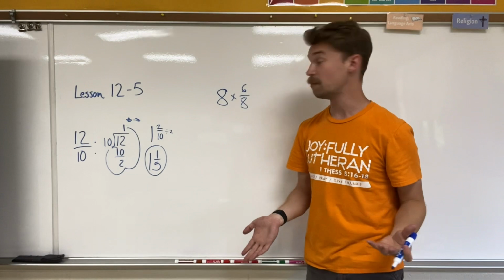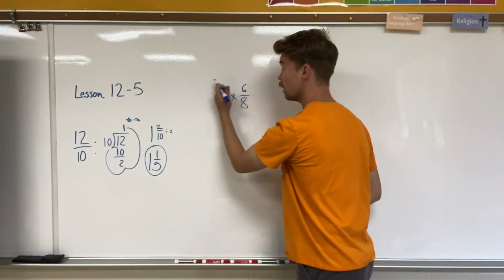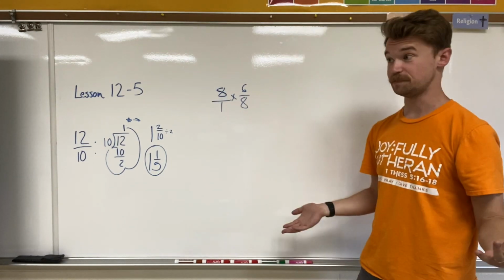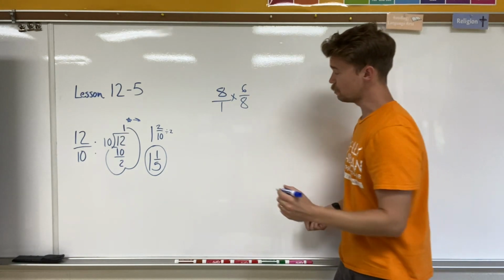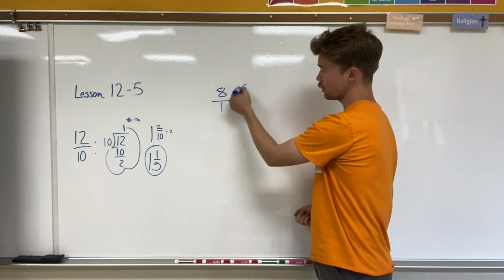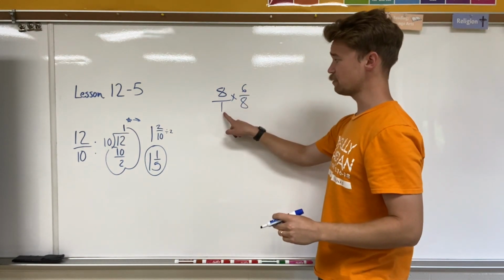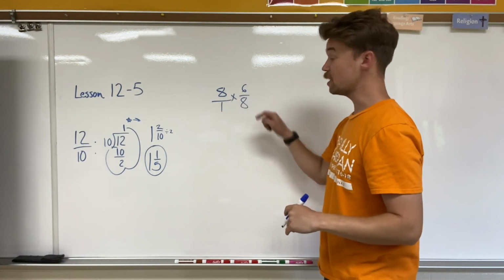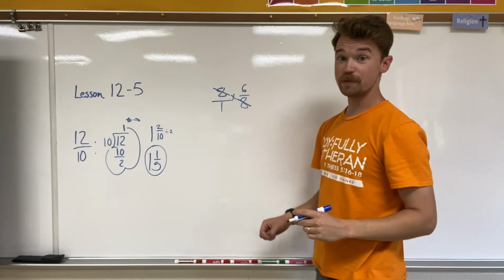Let's take a look at another problem. I have 8 times 6 eighths. I'm going to have to rewrite that 8 from a whole number as a fraction by putting it over 1. Now, I can cross simplify in this one. I double checked 1 and 6, because they're diagonal from each other, I can't do that, because I would have to divide 1 by 1 and 6 by 1, and it'd still be the same thing. But 8 and 8, I can cross simplify those. They can both be divided by 8.